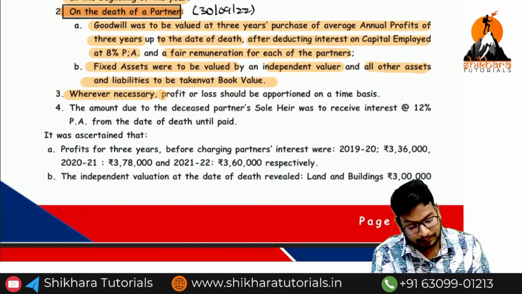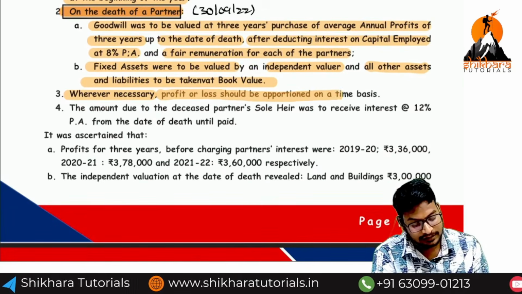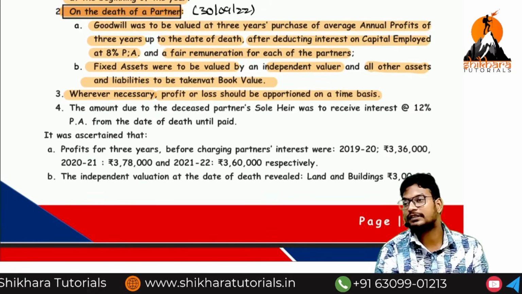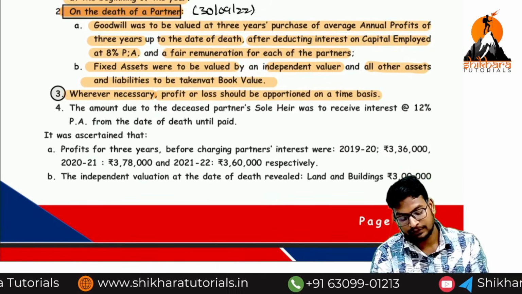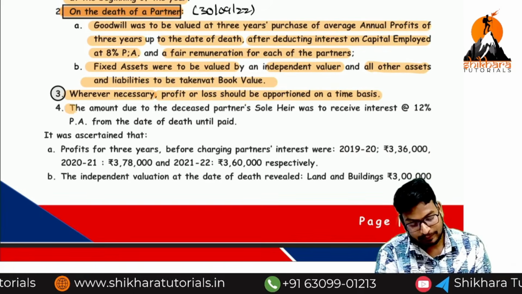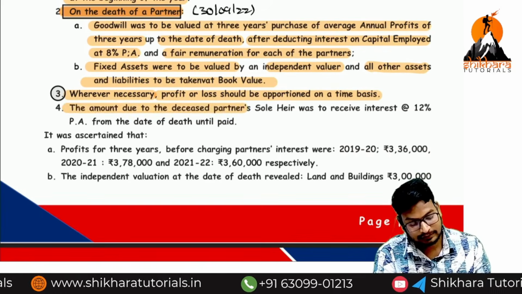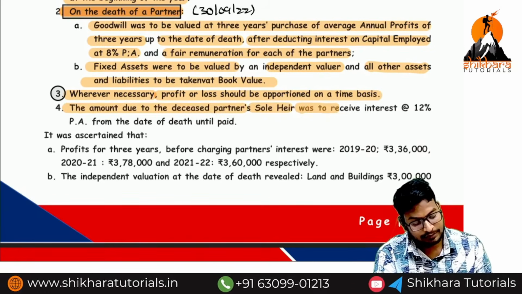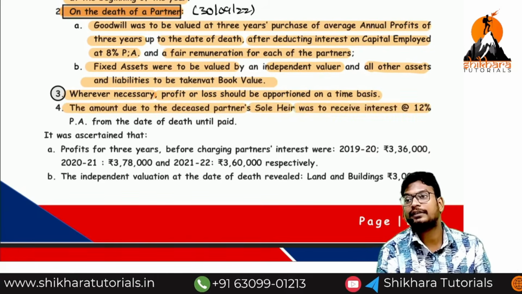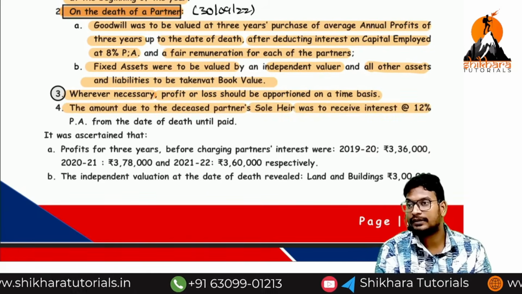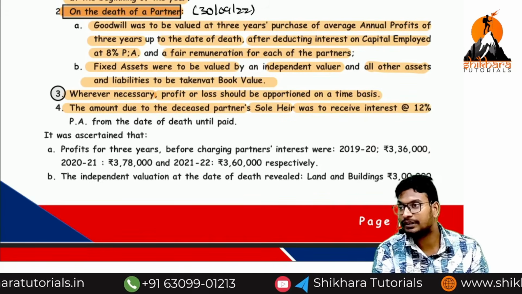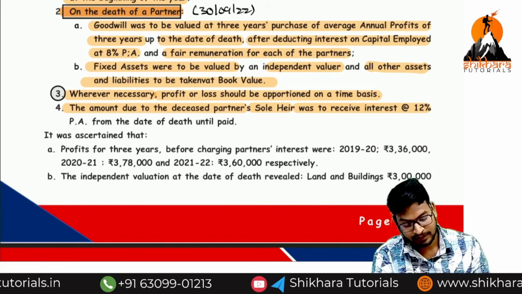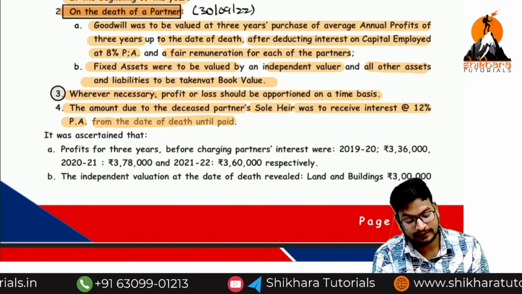Whatever the necessary profits and loss should be apportioned on a time basis. On which basis, amma? Time. You will understand this point at a later point of time. So what is the next one, amma? The amount due to the deceased partner's executors was to be paid with interest at 12% per annum from the date of death until the payment.